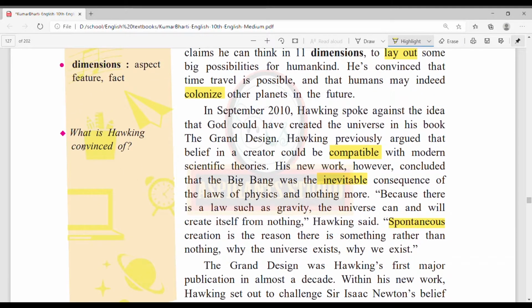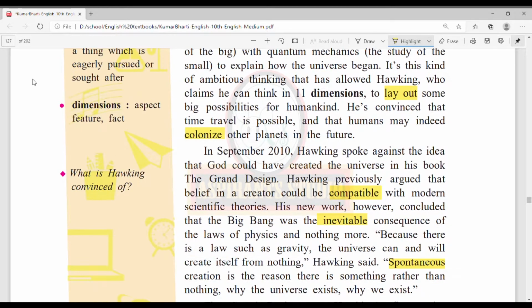Now, what is Hawking convinced of? Hawking is convinced that time travel is possible and that humans may indeed colonize other planets in the future.